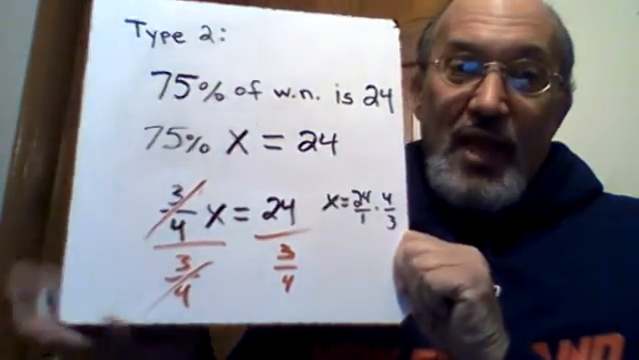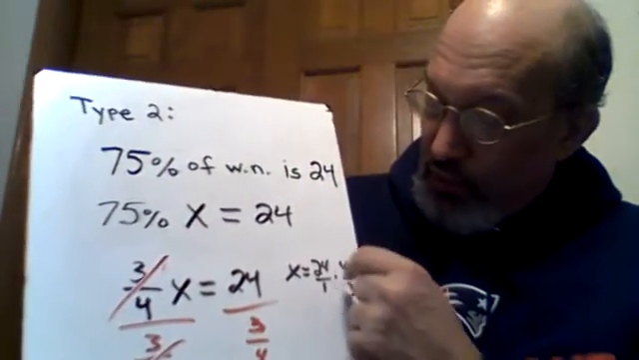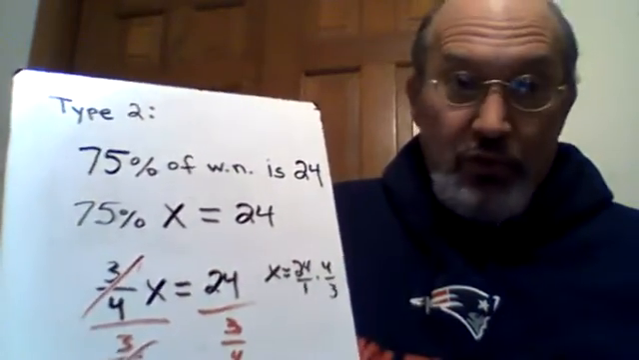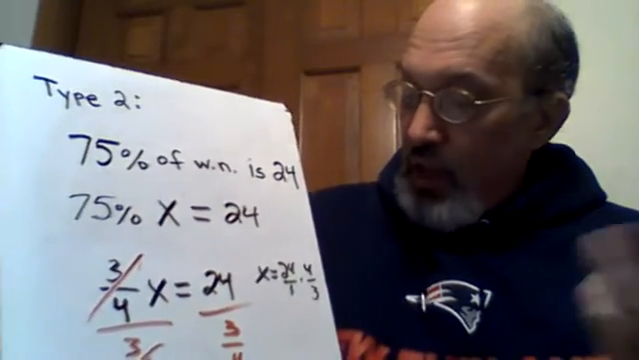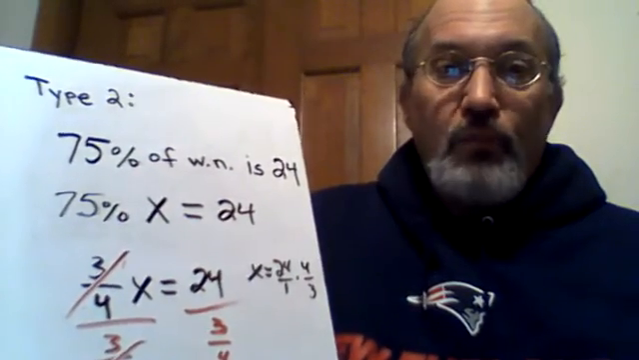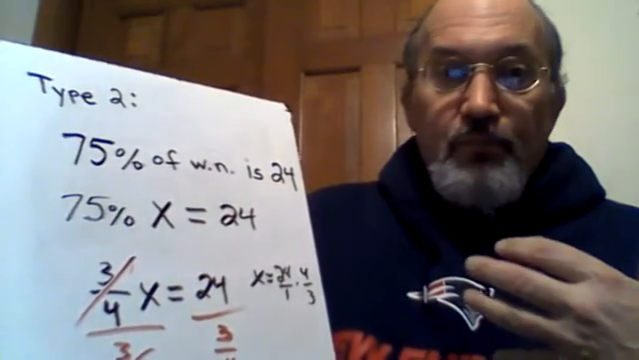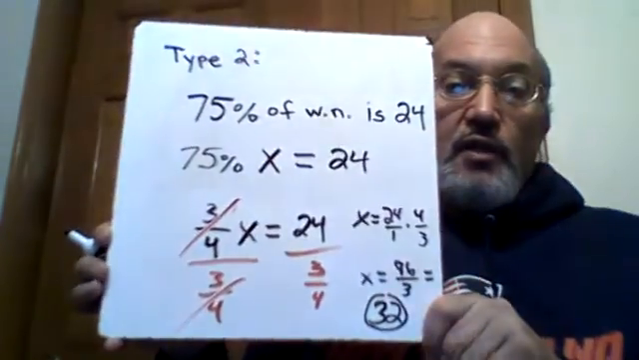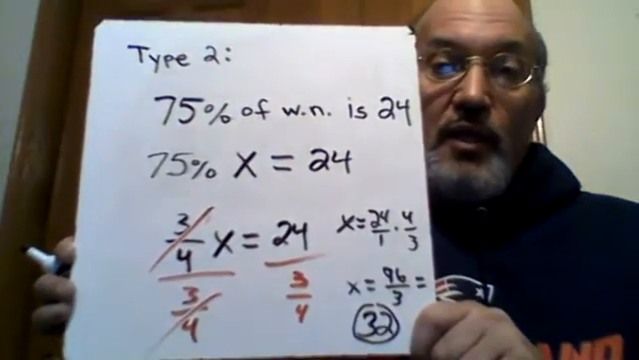Now, we could cancel here. We could cancel the 3 with the 24 and get 8 times 4, which is 32. That's the answer, of course. If we just do this the long way, we would get 96 over 3, which is 32. 24 divided by 3/4 resulted in 32, which we knew to be the answer.